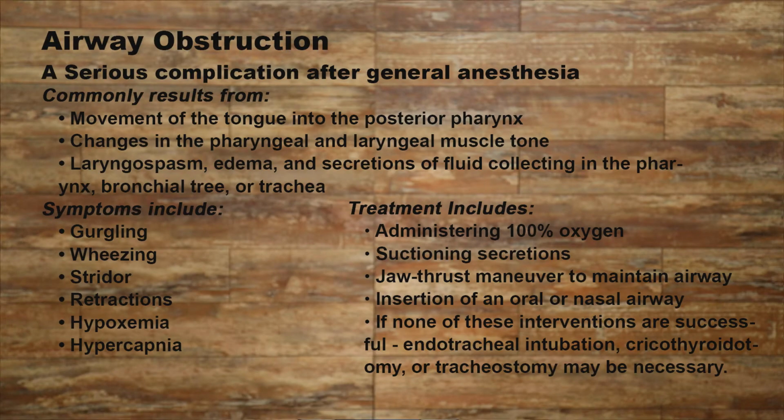Airway obstruction is a serious complication after general anesthesia and commonly results from the movement of the tongue into the posterior pharynx, changes in the pharyngeal and laryngeal muscle tone, or laryngospasm, edema and secretions of fluid collecting in the pharynx, bronchial tree, or trachea. Symptoms include gurgling, wheezing, stridor, retractions, hypoxemia, and hypercapnia.